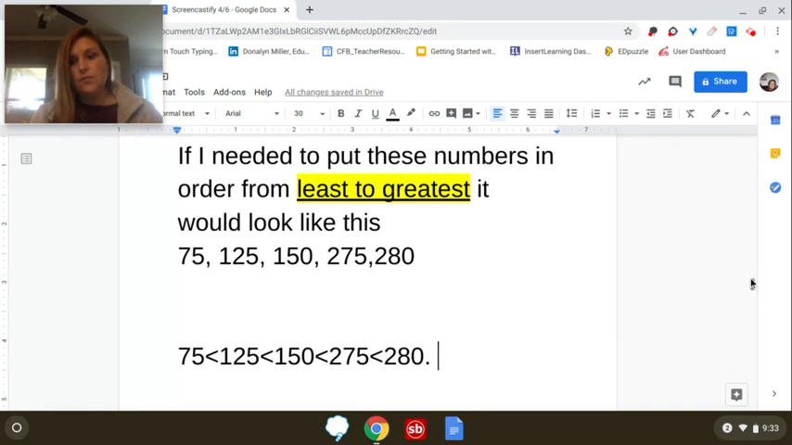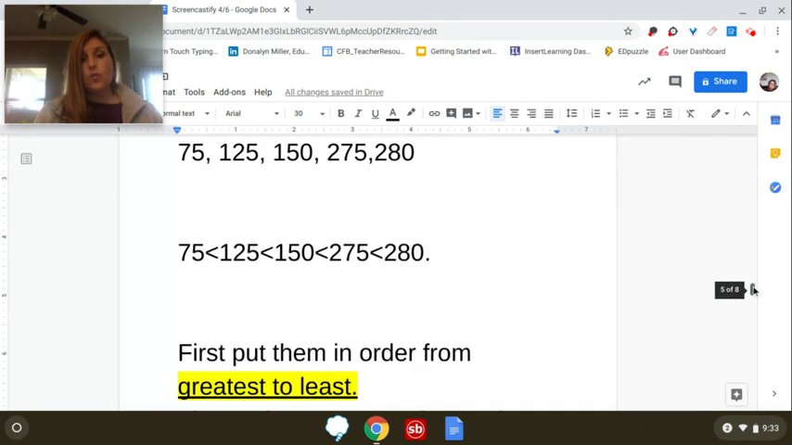Sometimes that can get confusing, but what I want you to notice is that, one, they are in order from least to greatest, and then the sign that is between them is actually the same sign because they're in that order. So what I am saying is 75 is less than 125. 125 is less than 150. And 150 is less than 275. And 275 is less than 280. Okay.